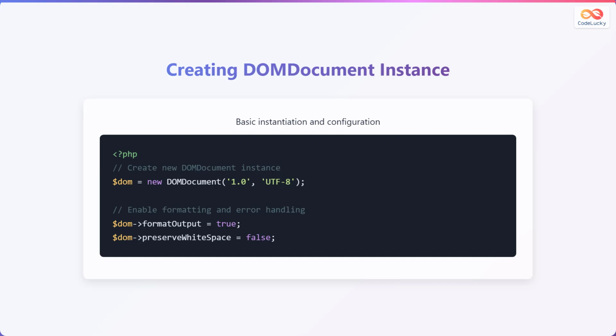To begin working with XML in PHP, it's essential to create an instance of the Document Object Model, that is, the DOMDocument class. The following code shows how to instantiate a DOM object and configure basic settings. First, a new DOM instance is created. The constructor takes the version number as the first argument and the encoding as the second argument. Next, enable output formatting for better readability by setting the formatOutput property to true. Also, disable preserving whitespace to keep the document clean by setting the preserveWhiteSpace property to false.